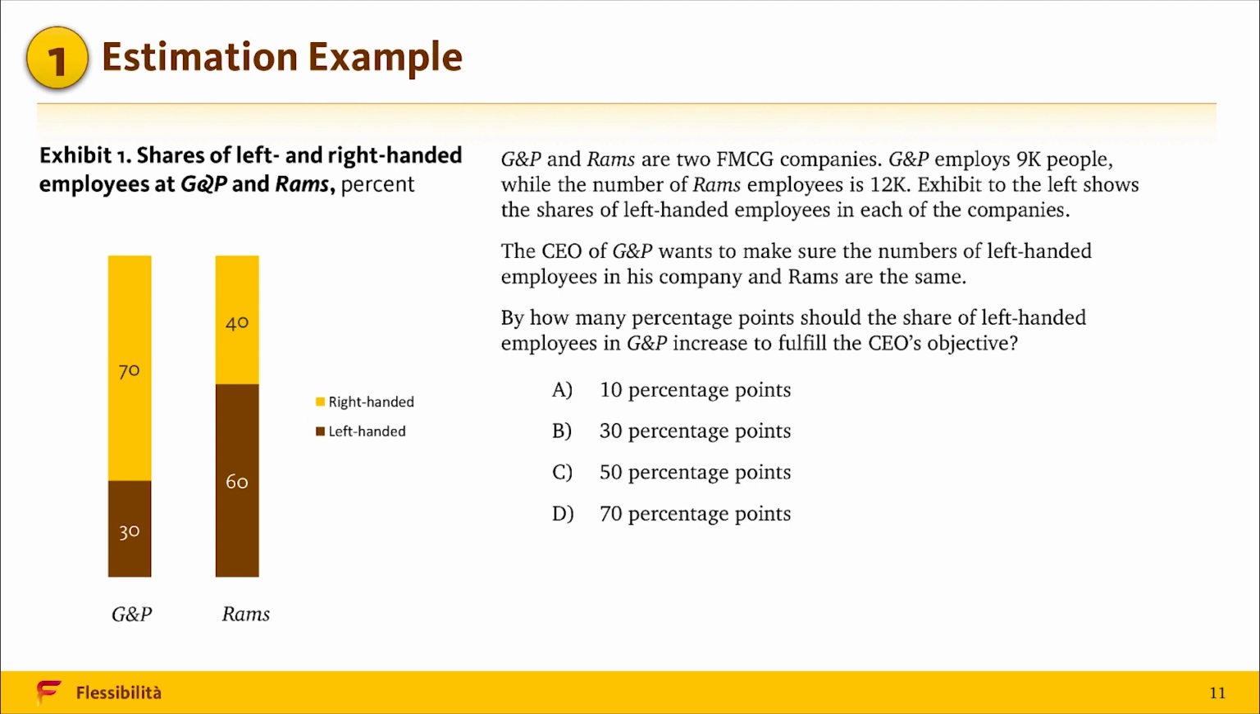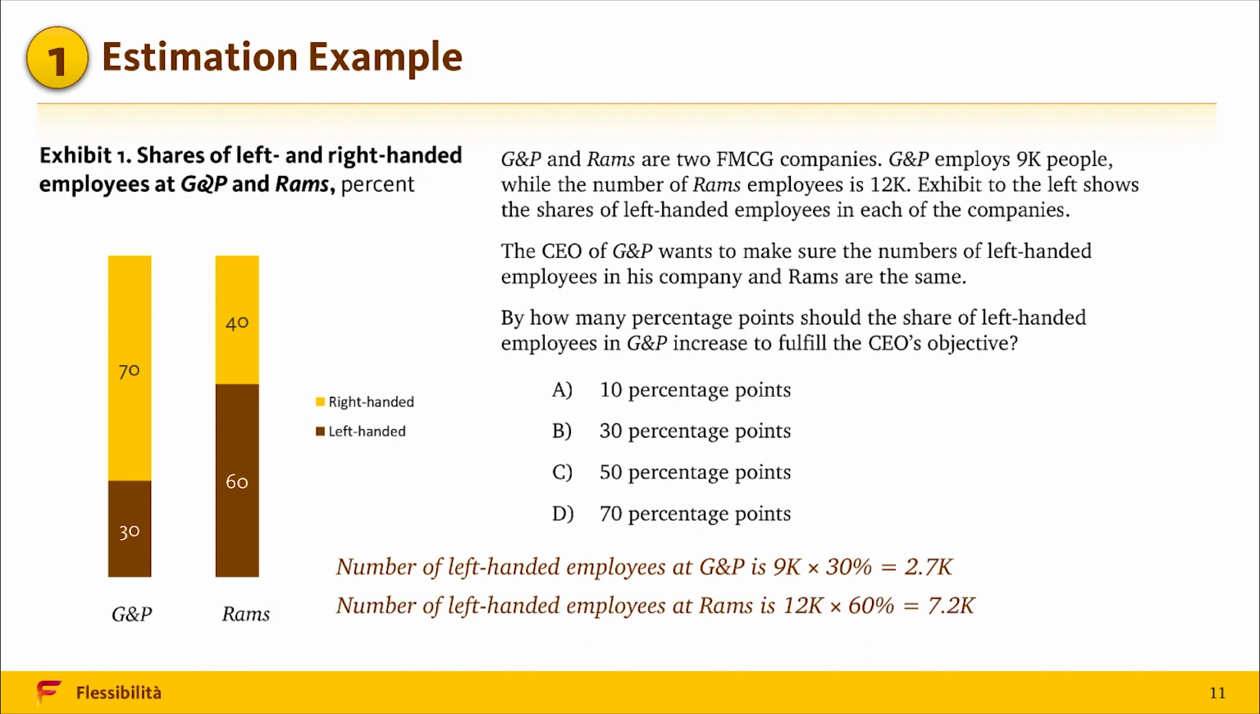The number of left-handed employees at GNP is 9K times 30% equals 2.7K. The number of left-handed employees at RAMS is 12K times 60% equals 7.2K. At this point, we could dive into calculation of 7.2K minus 2.7K over 9K. This solution is correct, but can we find a quick alternative? Yes, if we use elimination.